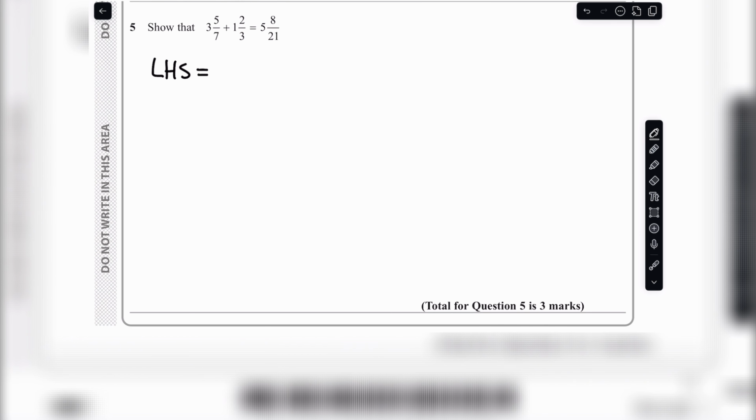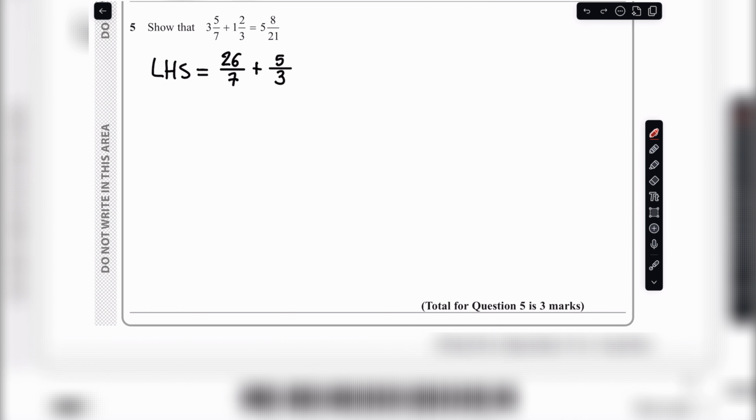So 7 times 3 is 21, and 21 plus 5 is 26. And we're going to write that all over the same denominator and repeat the same for the next mixed number. So 3 times 1 is 3, and 3 plus 2 is 5, so that will be 5 over 3. And in order to add these two fractions, we need to write them over the same denominator.